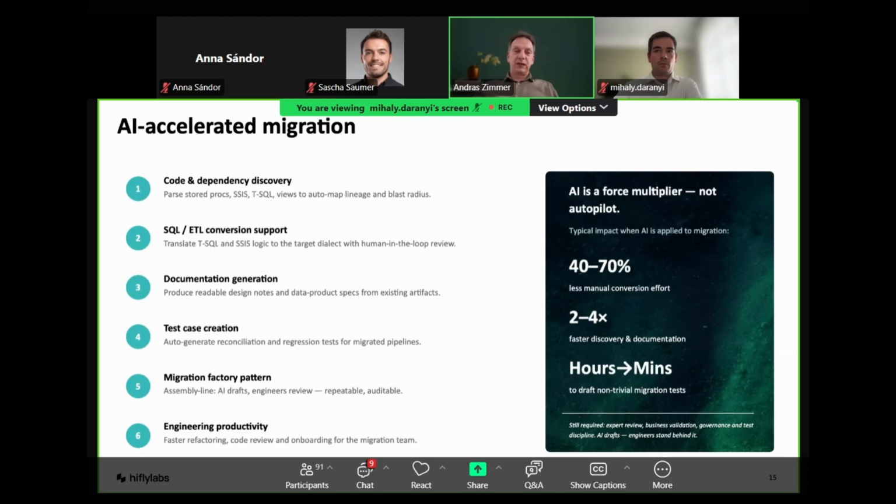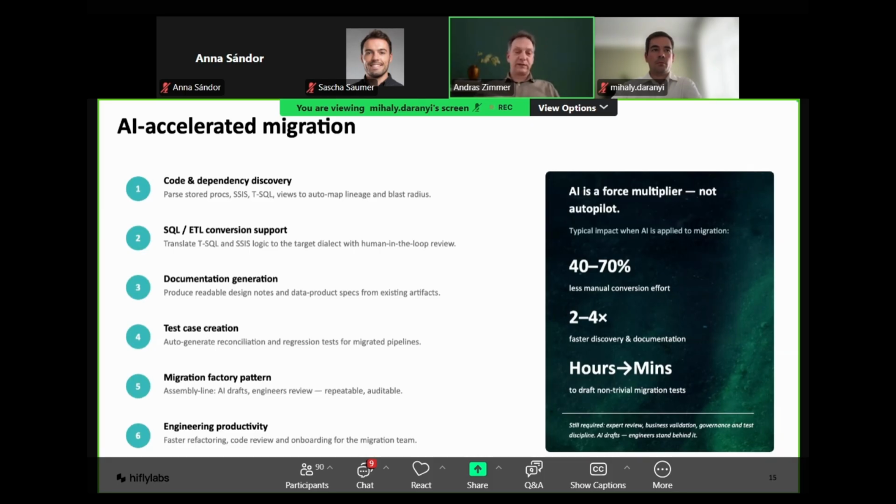The way we usually do AI assisted or AI accelerated migrations is that we build an assembly line. So we let the AI draft the ETL pipelines, even self-correct through the testing and self-correction loop. But in the end, it's always engineers that review the artifacts and they sign them off.